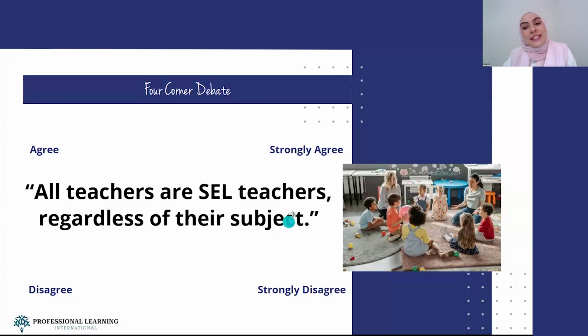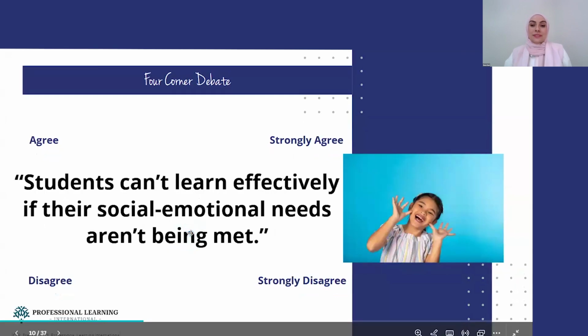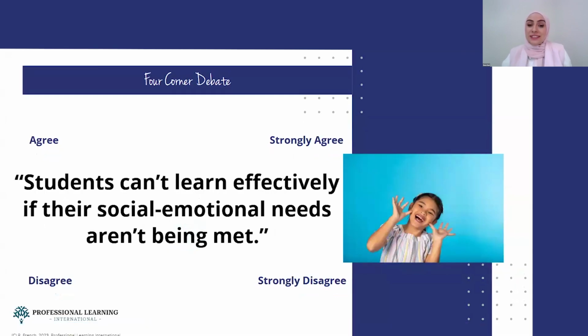Now we're moving to our second statement. Again, do you agree, strongly agree, disagree, or strongly disagree that students can't learn effectively if their social emotional needs aren't being met?